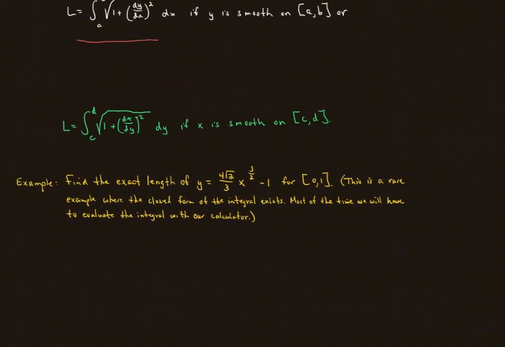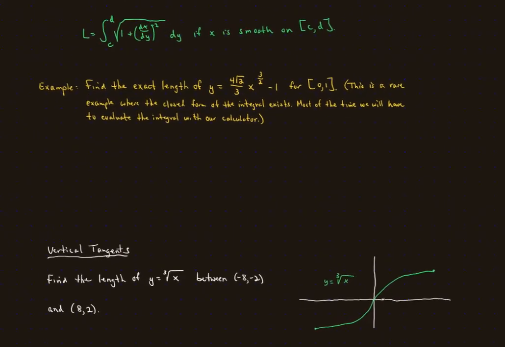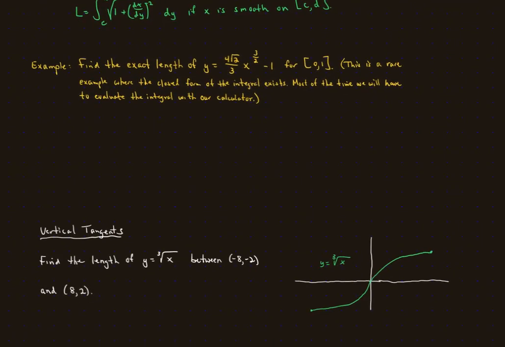All right, let's see if we can actually work an example here. We're going to find the exact length. So exact length means we're not going to use our calculators. This is a very special choice of a problem because we can do it. We're going to end up being able to do the integral by hand, which doesn't happen very often with arc length.